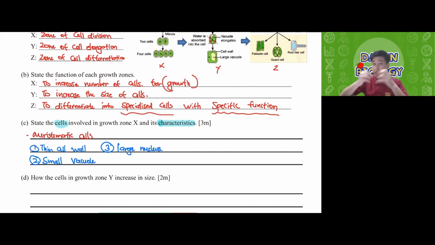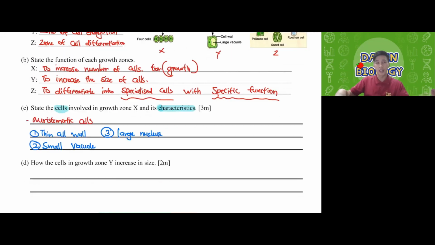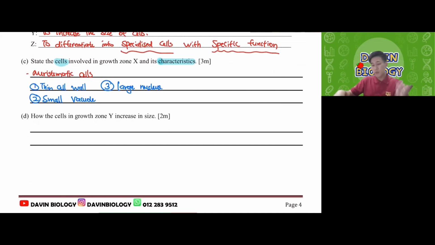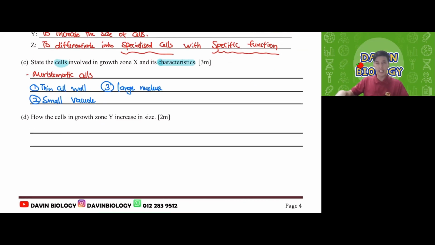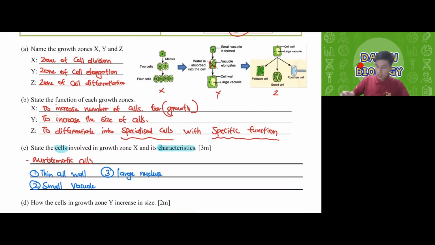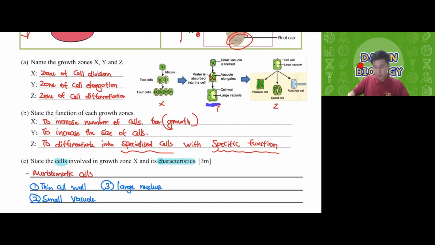So since they are actively dividing cells, the nucleus is slightly bigger. This is more active. Okay. D, how the cells in growth zone Y increase in size. Oh, okay, so now we talk about the size. Yeah, it's bigger here. The size is bigger mainly due to the vacuole. Because the vacuole becomes big, then the cell becomes bigger.